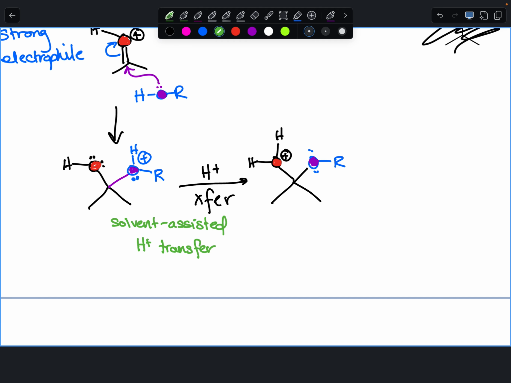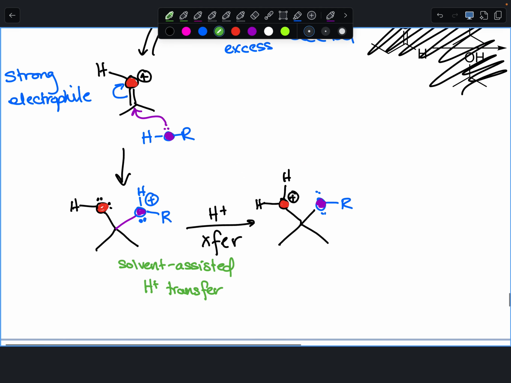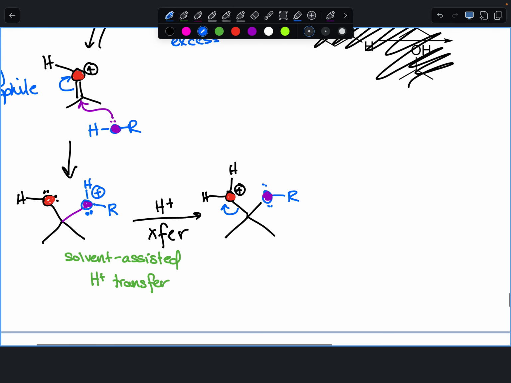Once again, if it makes more sense to you, draw the resonance form where we have the full positive charge on the carbon, and you can have your nitrogen nucleophile attack right there. Either one is fine, but you don't have to do both. So I'll put this in parentheses here. Everybody good? All right.